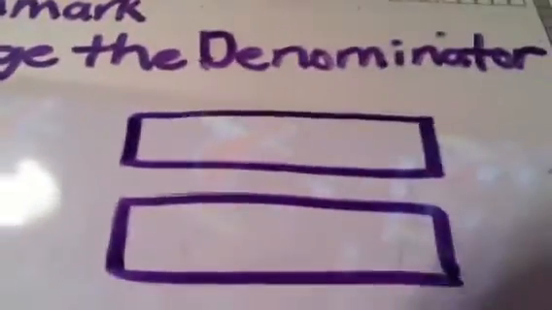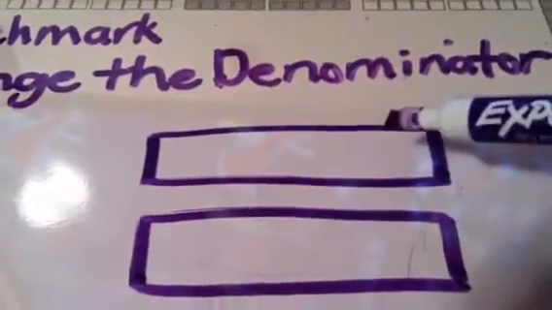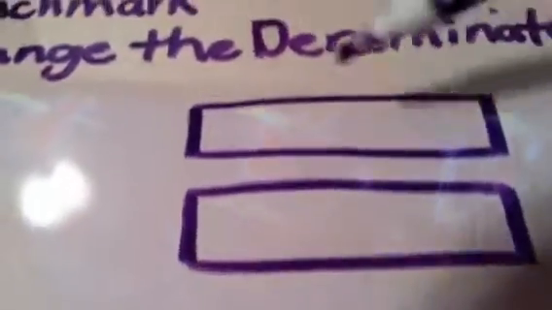Basically what the benchmark method is going to do, it's going to take the fractions that you're working with, in this case 2/5 and 4/7, and you're going to draw a picture, and as you draw your picture you want to think of a fraction that's really easy to work with. So the most common benchmark fraction to work with is 1/2. As I draw my picture, also remember that the shapes you draw to represent your fractions, make sure that they're the same size so that you can accurately compare them.